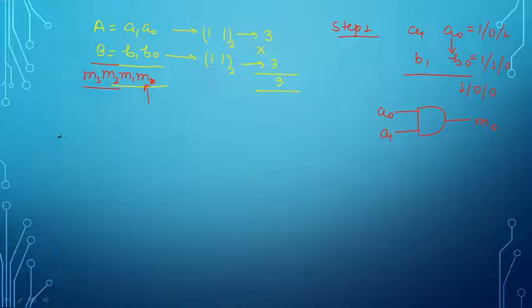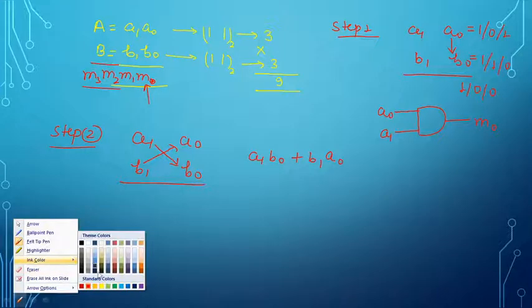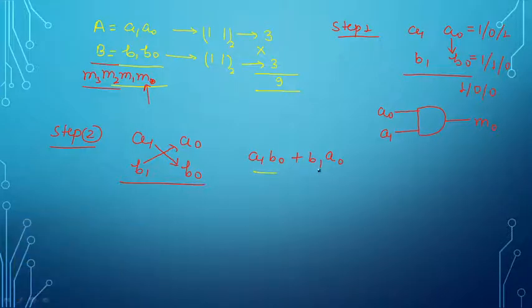Now step 2: A1, A0, B1, B0, right? We can cross multiply these and add the cross multiplication results. That is, step 2 will be A1 B0 plus B1 A0, right? To multiply these we require an AND gate, one AND gate and another AND gate, and for the addition we require a half adder, because suppose the value is 1 1 and this one is 1 1.